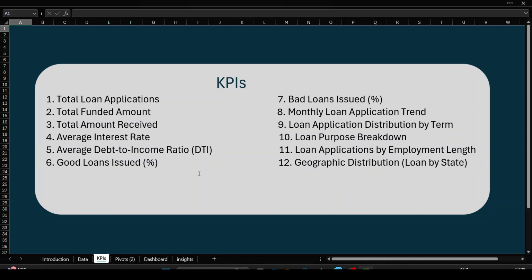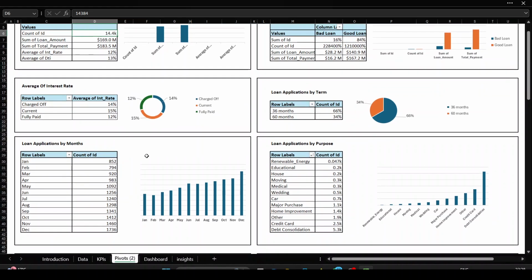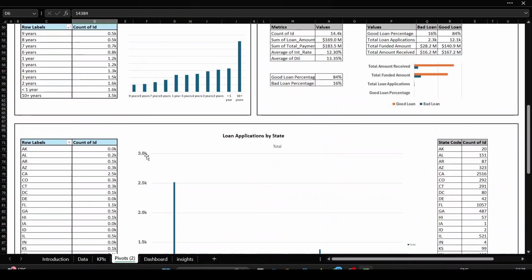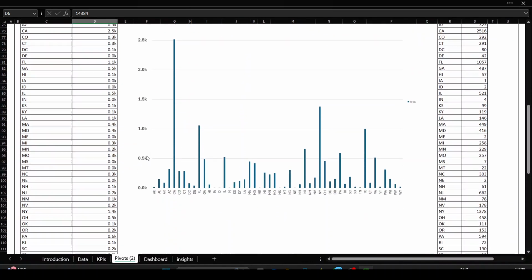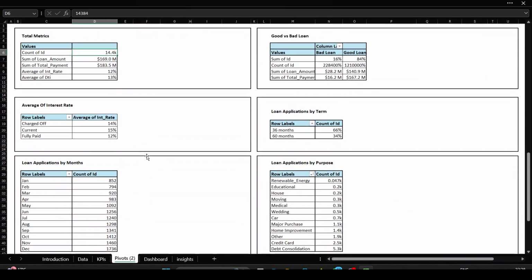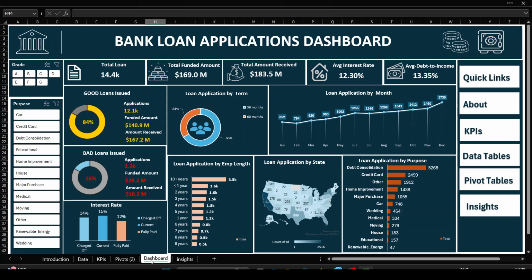According to these KPIs, I have designed these pivot tables, which are as follows: total metrics, good versus bad loan, average of interest rate, loan application by term, loan application by month, loan application by purpose, loan application by employee, and finally loan application by the state. Now we will deep dive thoroughly into these pivot tables and the charts in our dashboard. So let's quickly move towards it.